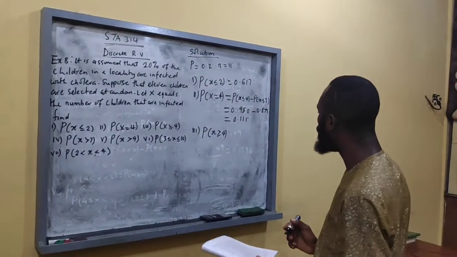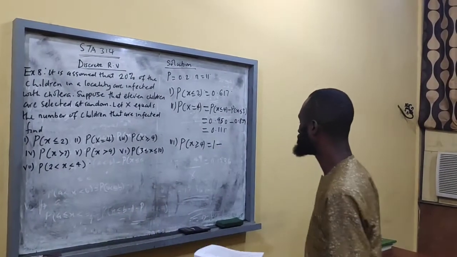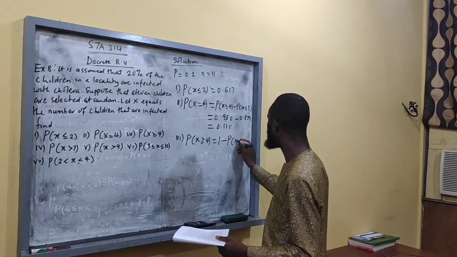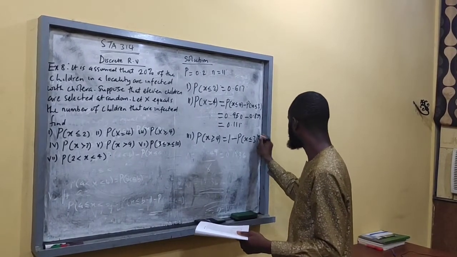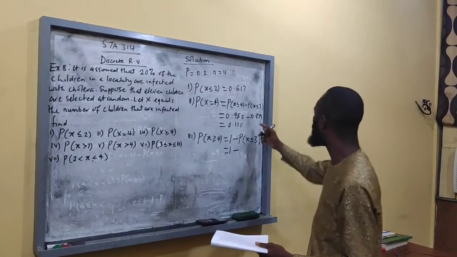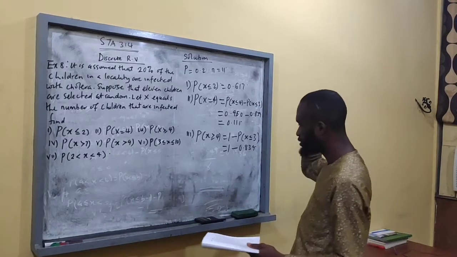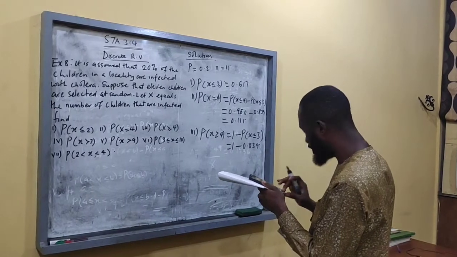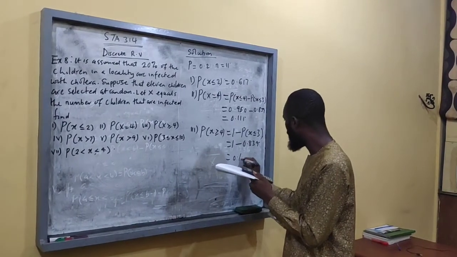P is less than or equals to 4. And I've told you, this is the same as saying 1 minus the probability of x less than or equals to 3. Now, what is that? We are going to have 1 minus, we have checked for probability of x less than or equals to 3, which is 0.839. Then at the end of the day, we are going to have 1 minus 0.839, which is equals to 0.161.